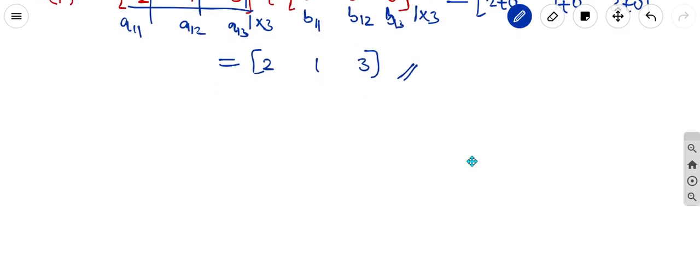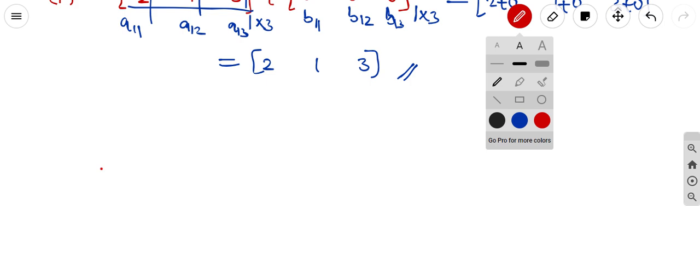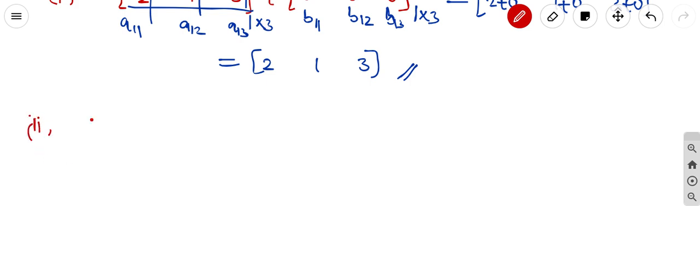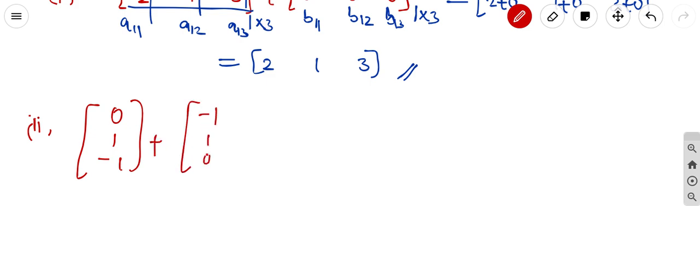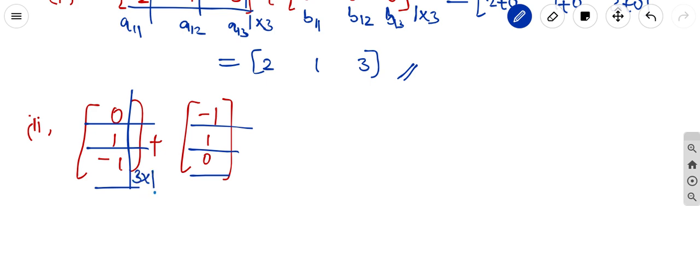Okay. The second one is (0, 1, -1) + (-1, 1, 0). These two matrices are column matrices. Why are these matrices called column matrices? The matrix has a single column, 3 rows, 1, 2, 3 rows, single column. This is also 1, 2, 3, 3 rows, single column. So the order of the matrix is 3 by 1, and 3 by 1.